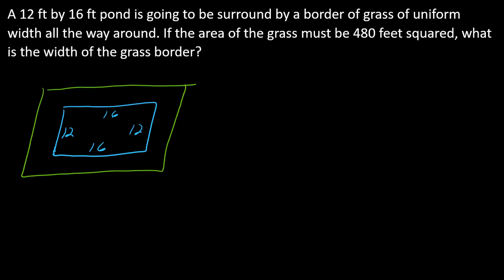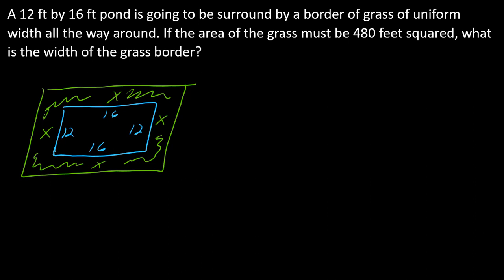So I don't know what the width is, right? So what should I call that? I'll call this x, right? That's usually what we call it. We know it's all the same width, so we can label all of them as x. But the one thing I know about this is that the grass itself, this green part in here, kind of going through here, this has to be 480 feet squared. So what is the width of this border then?